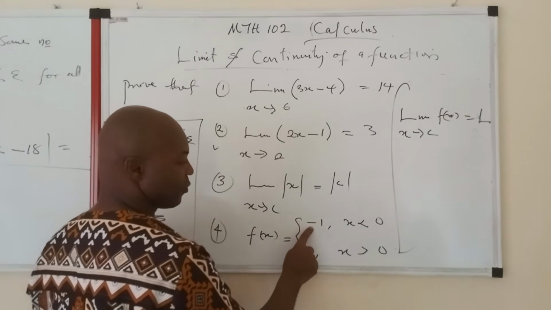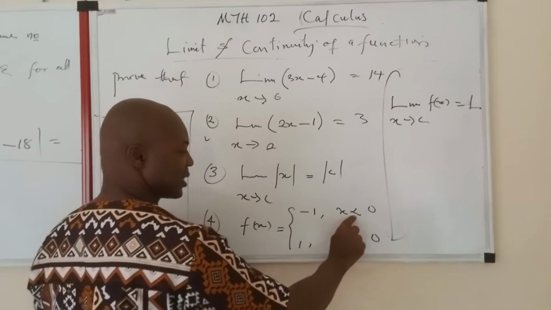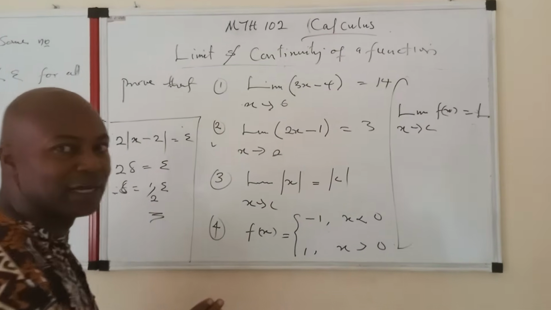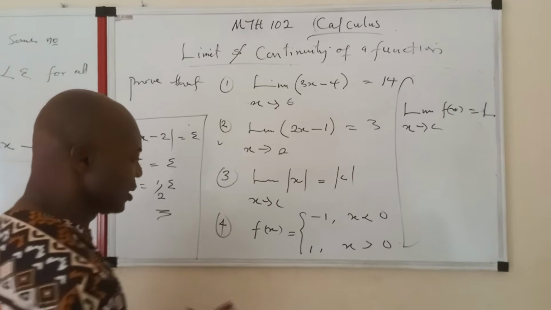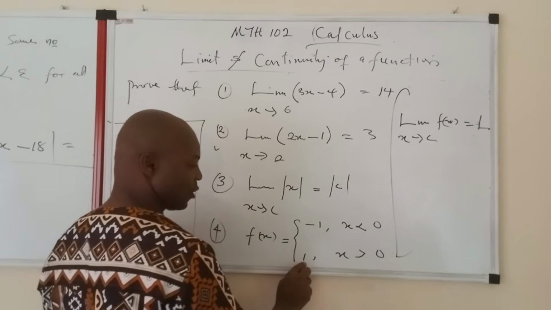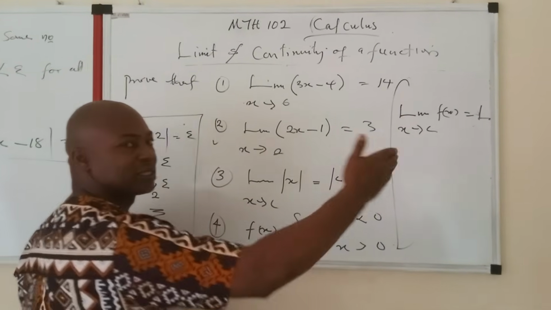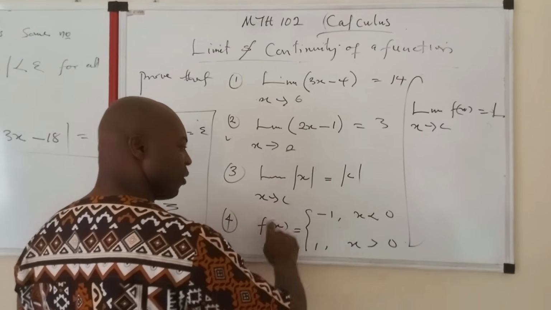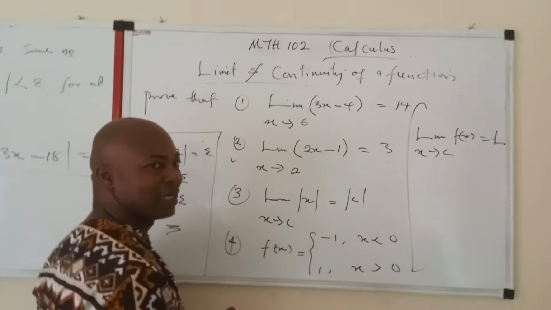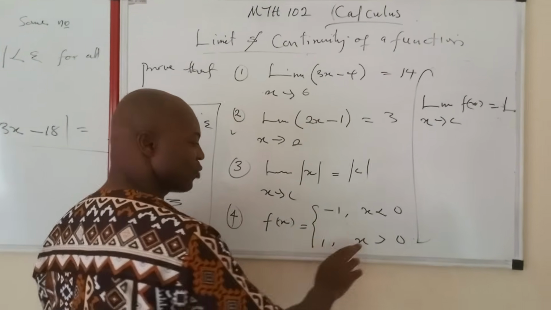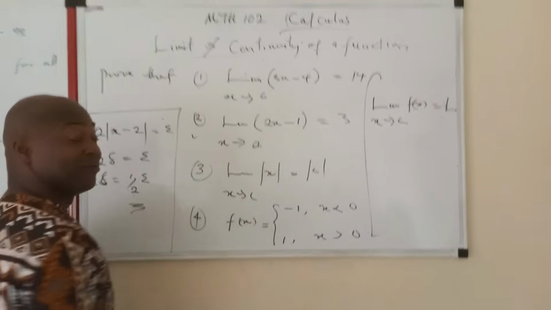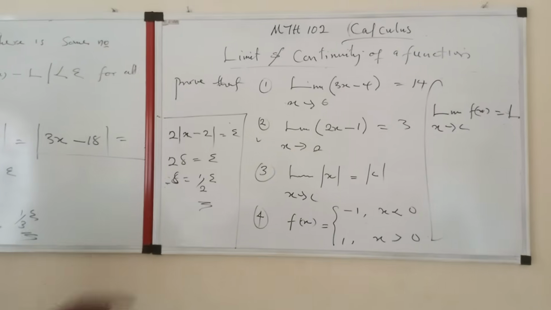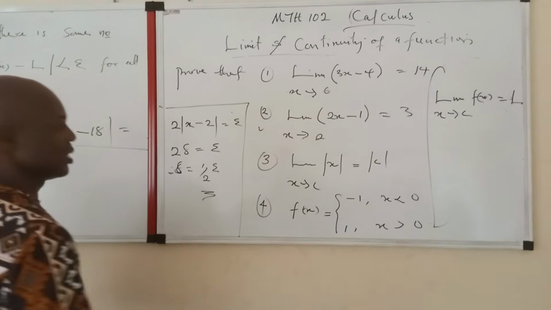This function, when x is less than 0, then we are considering the left-hand side limit. Now, when x is greater than 0, that is the right-hand side limit. When considering the left-hand side limit of this function, you now see that the value is -1, whereas when you consider the right-hand side, you see that the value is +1. So the limit doesn't exist. They don't tend to a particular number. So for this case, you say the limit doesn't exist.